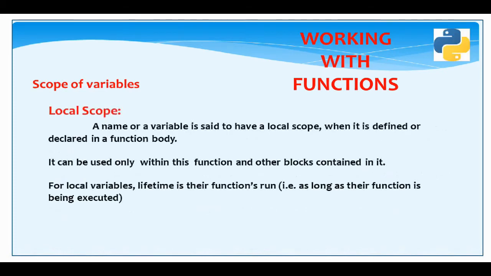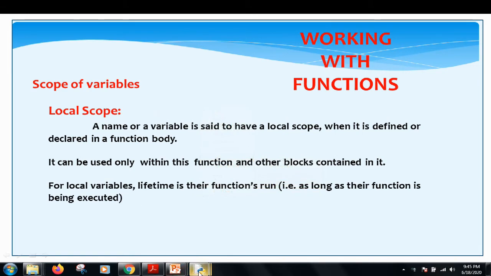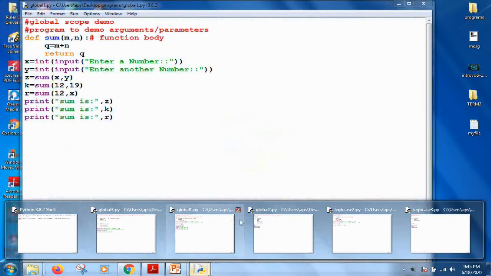The second category is the local scope, in which a variable is said to have a local scope when it is defined or declared inside the function body. It can be used only within this function and the blocks contained in it. For local variables, the lifetime is the function's run, that is, as long as the function is running or being executed. Let us try to understand local and global scopes with the help of some examples. Let me show you the first code.